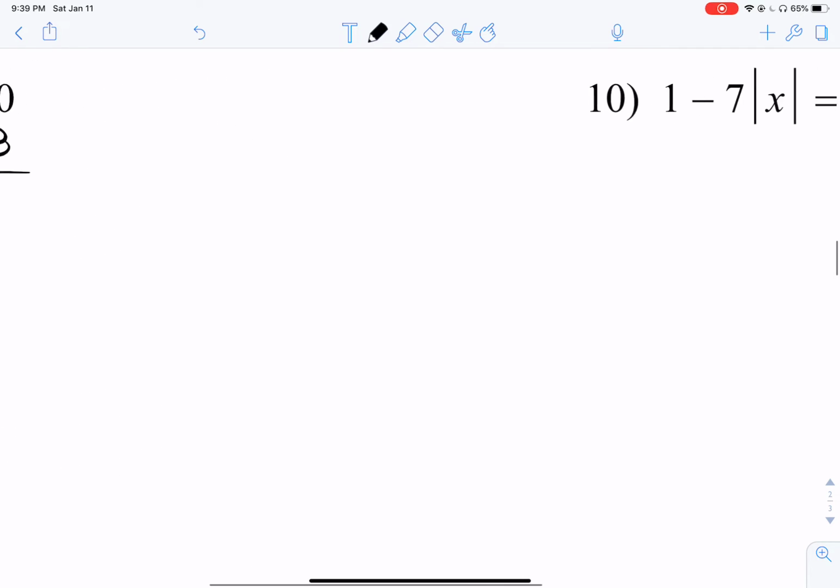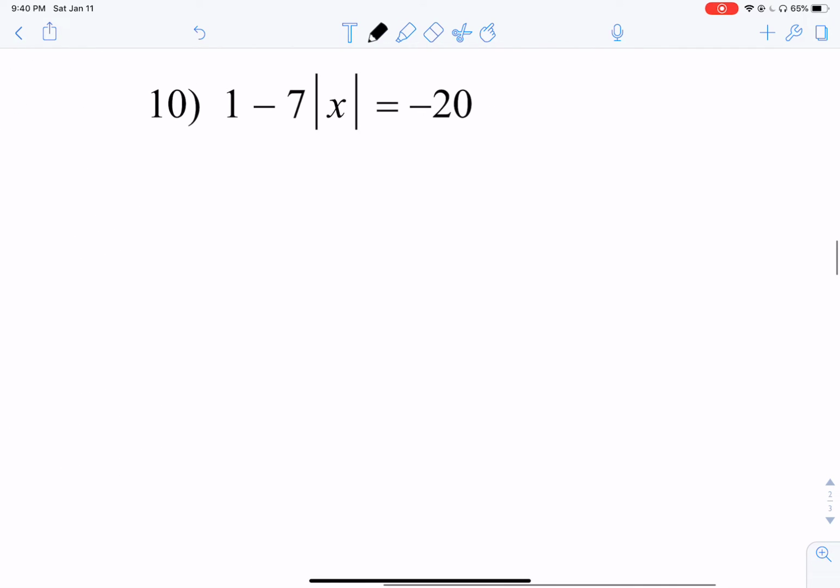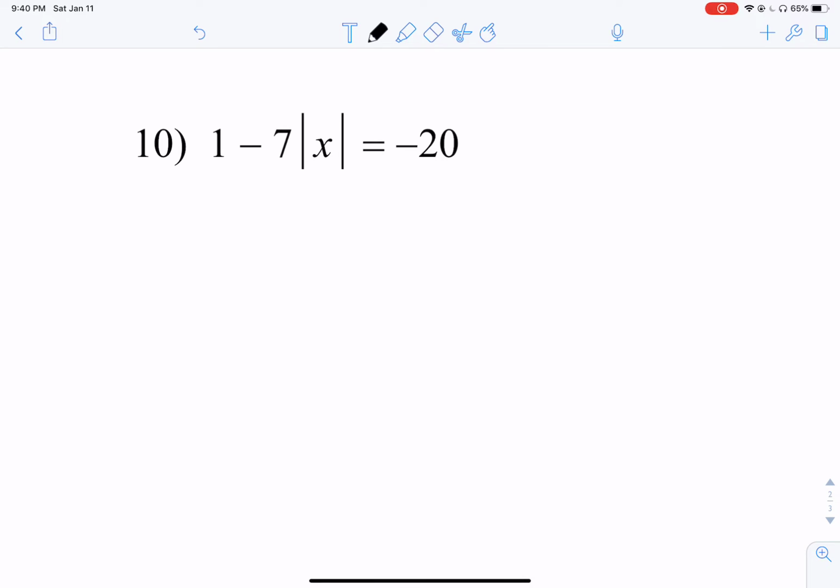Okay, all right. So for number 10, by the order of operations, I would have to multiply first by -7, and then add that 1 to it. If I rewrite it and flip it over, it looks like this. It might be a little more helpful for you to understand why I'm going to do the following. By the order of operations, if I plug in a number right there, I would take the absolute value, make it positive, multiply that with -7, and then add 1. And the answer should equal -20.